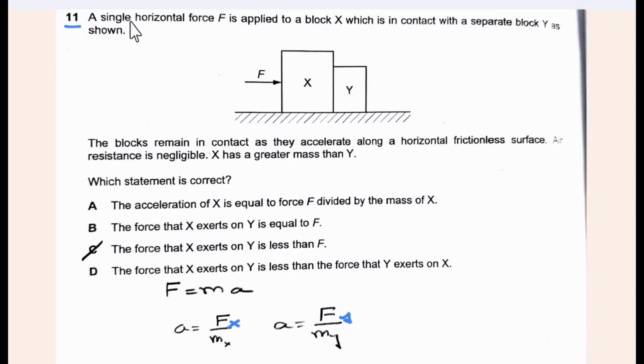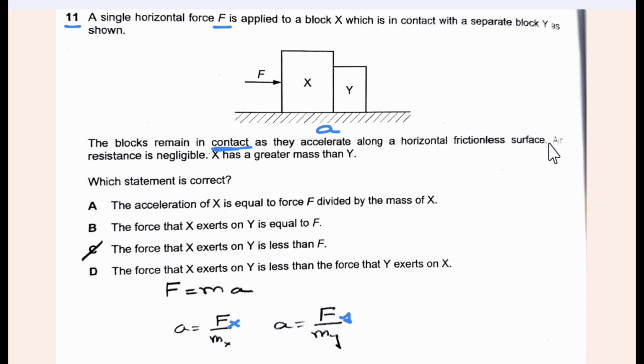Question number 11. A single horizontal force F is applied to block X, which is in contact with a separate block Y, as shown. The blocks remain in contact as they accelerate. That means the acceleration value is the same. If the acceleration were different, then one would move further and the other would move slower. But since they remain in contact, the acceleration is the same.